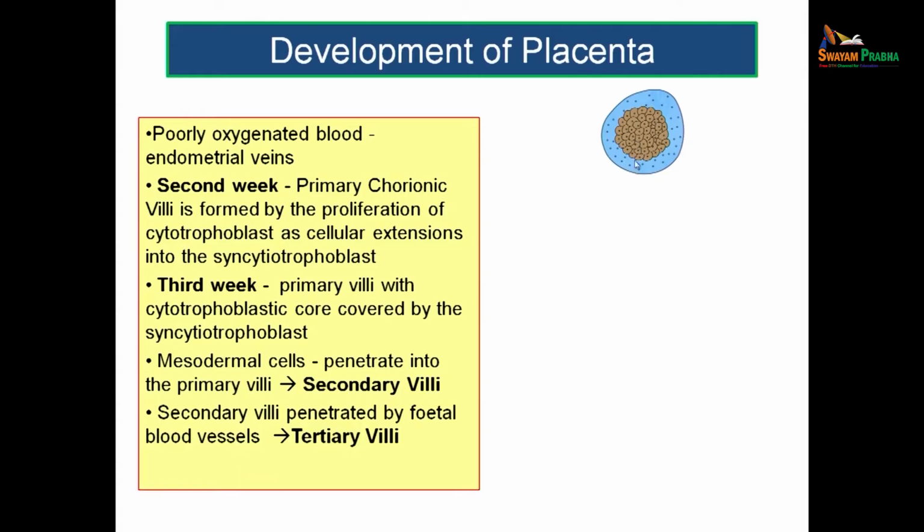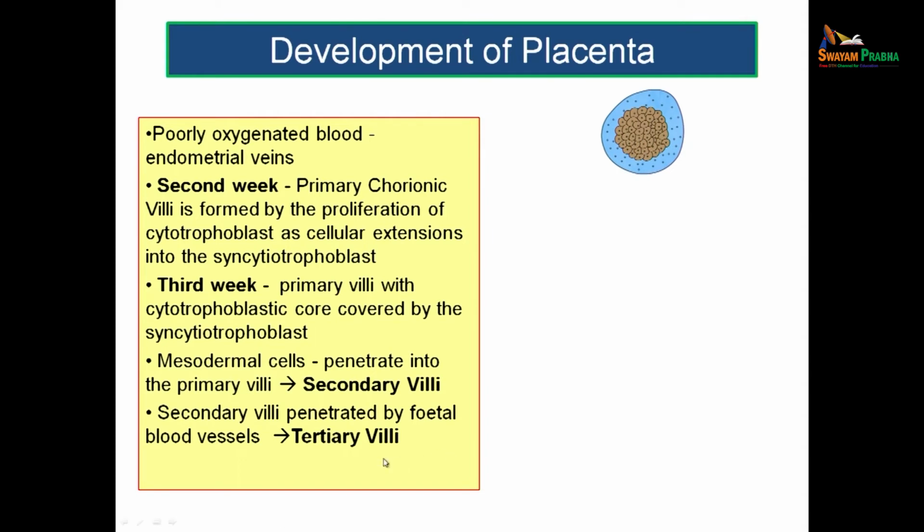By the 3rd week you already have the primary chorionic villi. To the center of this primary chorionic villi you have the mesodermal cells invading or penetrating. That is known as secondary villus. So, a secondary villus is formed when the mesodermal cells proliferate and penetrate into the primary chorionic villus.